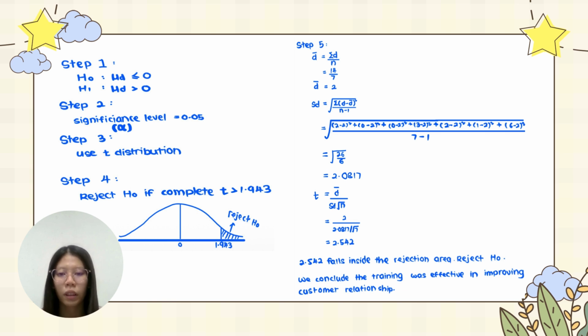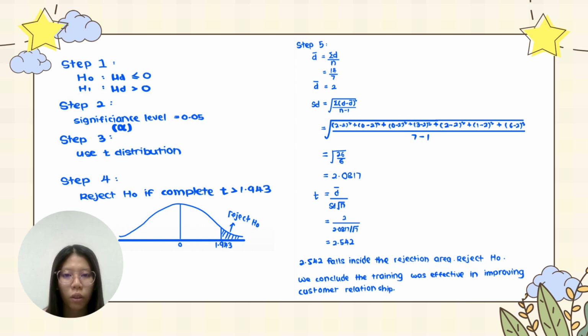So we will draw the distribution graph for the reject H0 area and the non-reject H0 area. Step 5, the mean is equal to the sum of D divided by n. So we get 14 divided by 7, the mean will equal 2. And the standard deviation formula is equal to the square root of the sum of D minus the mean, to the power 2, divided by n minus 1.